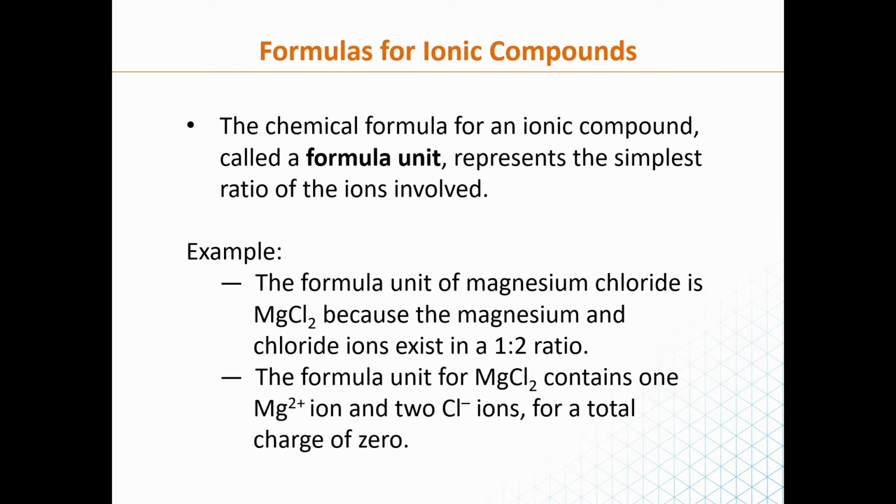The chemical formula for an ionic compound, called a formula unit, represents the simplest ratio of the ions involved. For example, the formula unit of magnesium chloride is MgCl2 because the magnesium and chloride ions exist in a ratio of 1 to 2. The formula unit for MgCl2 contains 1 Mg2+ ion and 2 Cl- ions, for a total charge of 0.